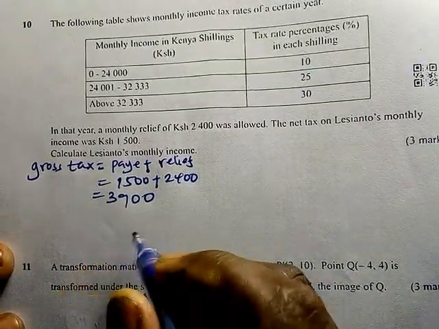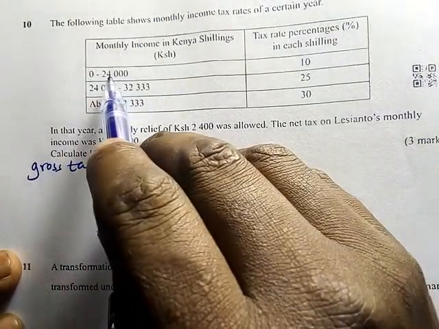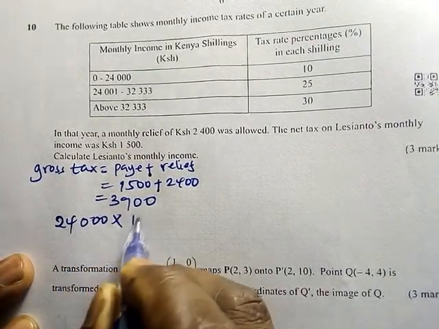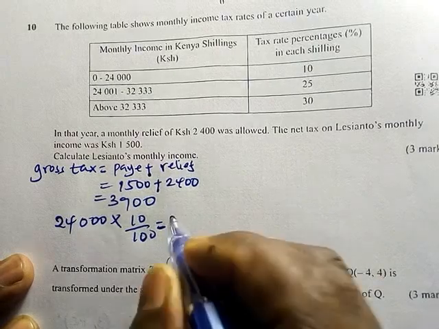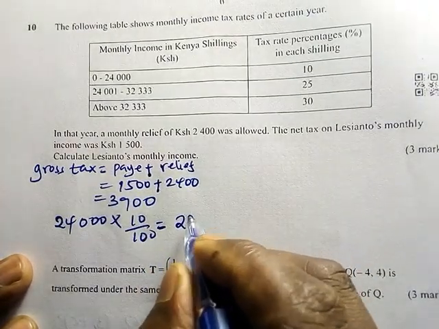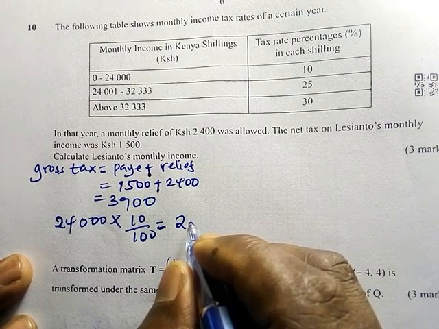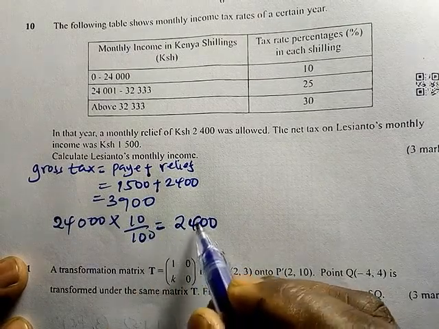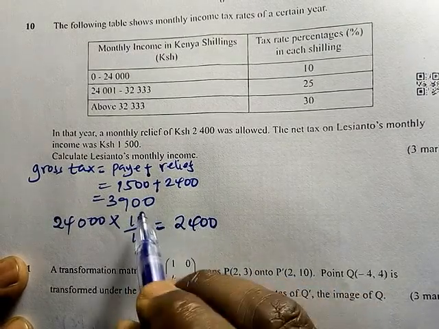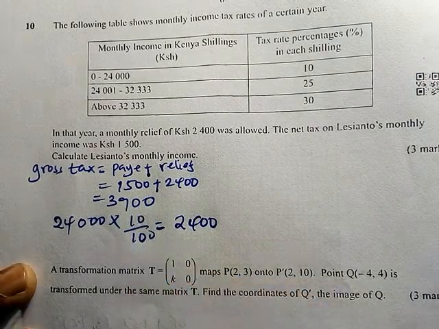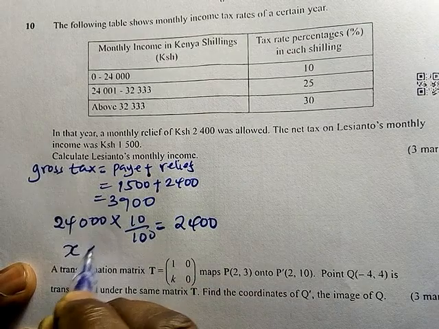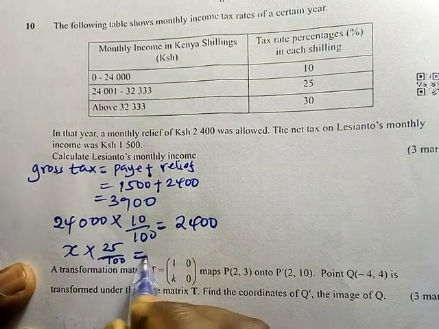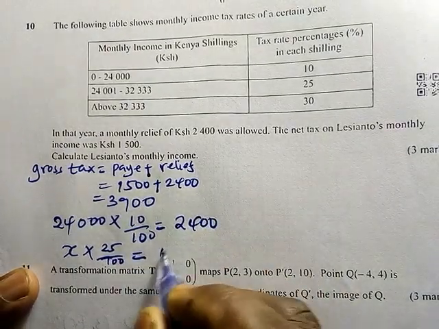Now, with this reverse, we need to start with the first slab: 24,000 times 10 over 100, and this one is going to pay 2400. As we can see, since the first slab has paid 2400, it means we will not go to the next slab, we will look for the remaining amount. So the remaining amount x times the next slab, which is 25 over 100, will give us the remaining tax, and that is 1500.